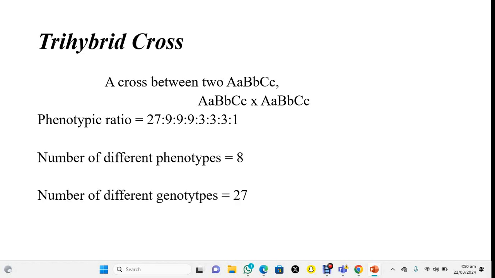Then the number of different genotypes. We said earlier that you could calculate that by using the formula 3 to the power n. So over here, the trihybrid has n of 3, so 3 to the power 3, you're going to have 27.